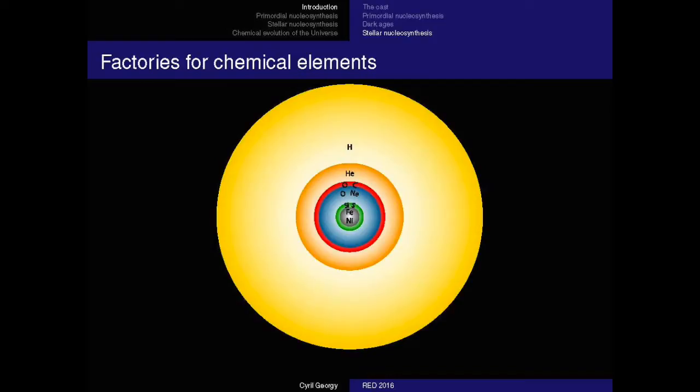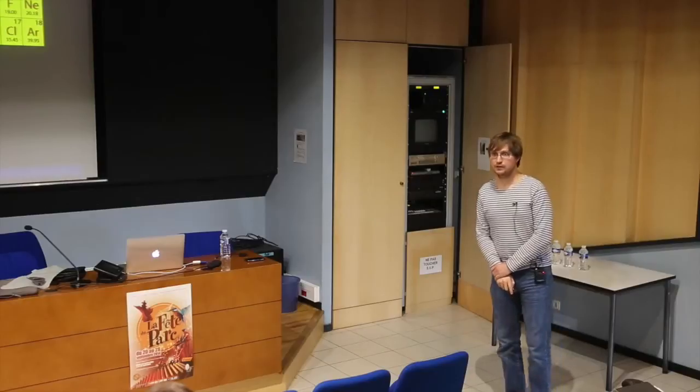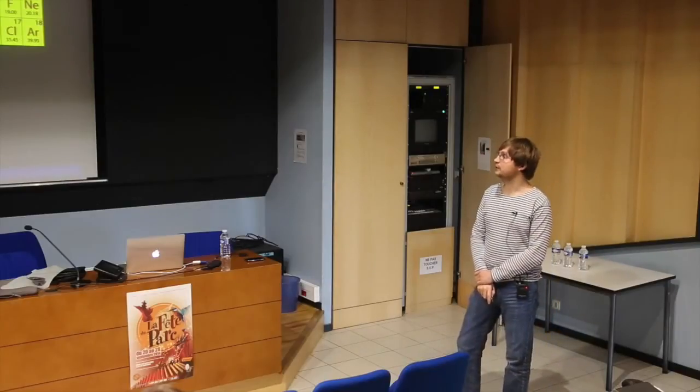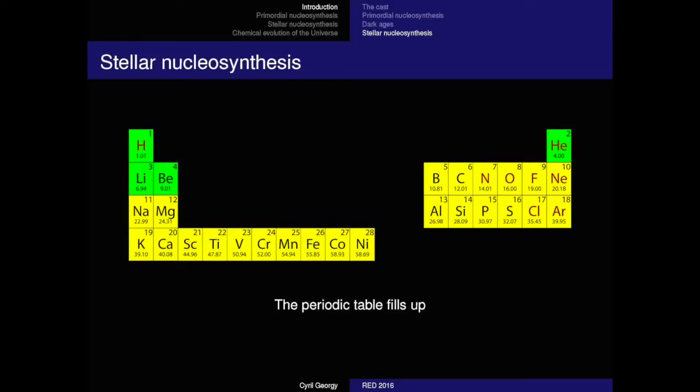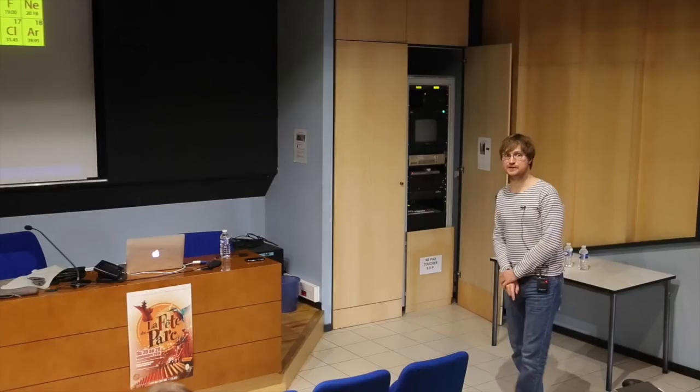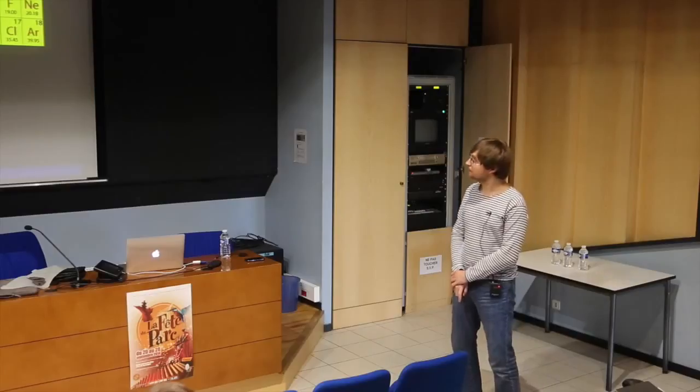So this is one way to build some elements after the lithium and beryllium that were built during the primordial nucleosynthesis. With this kind of nucleosynthesis, you can go up to nickel 28. So it's still not complete, but it's a first step towards what we have today.